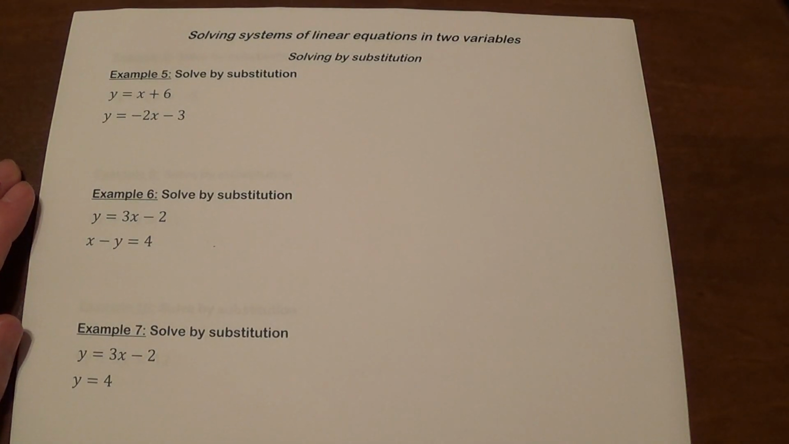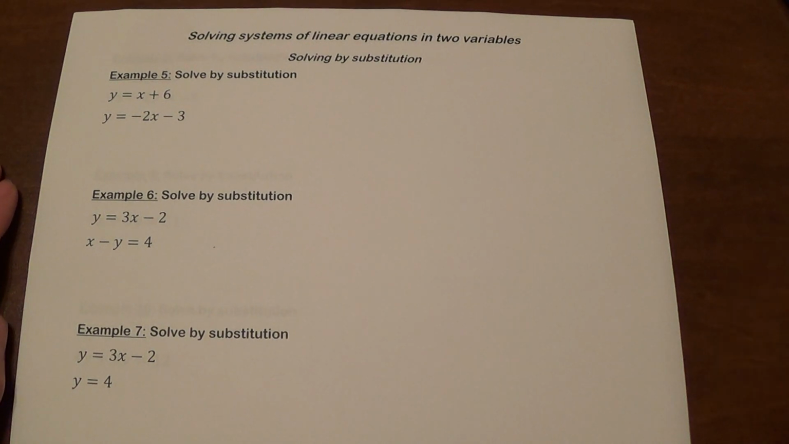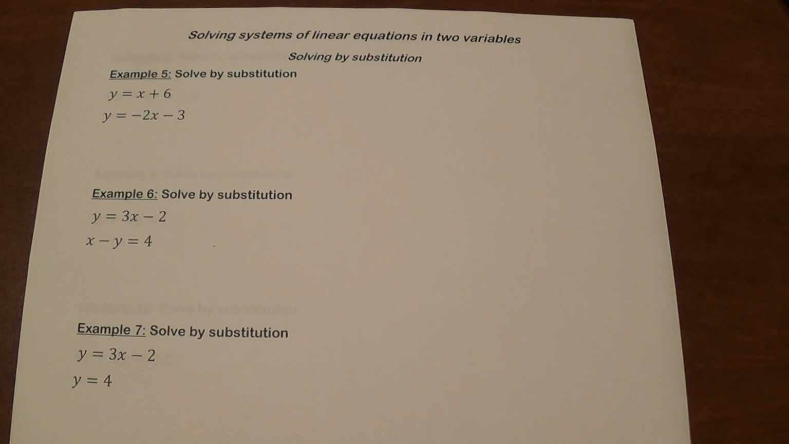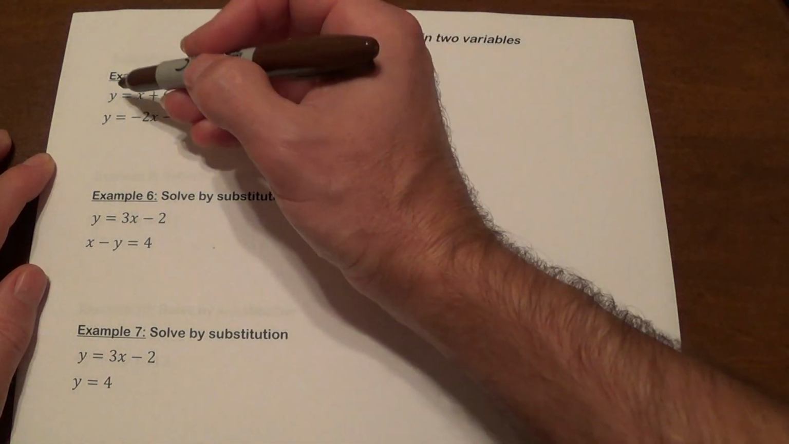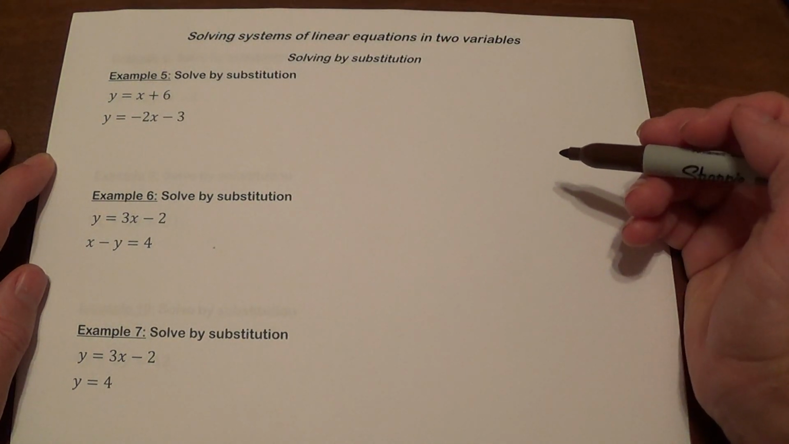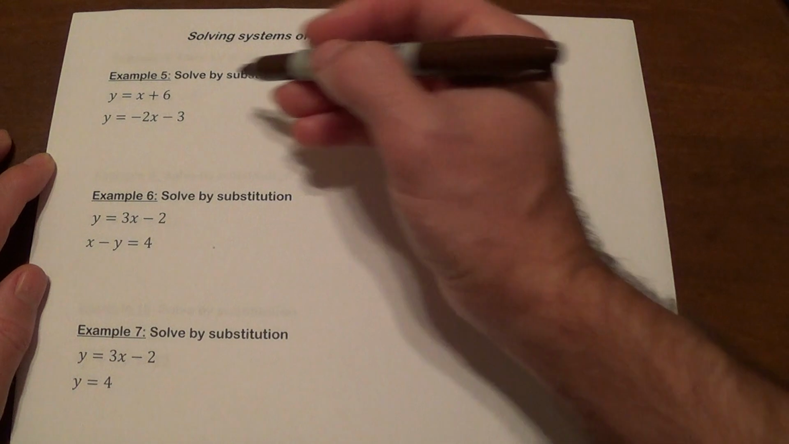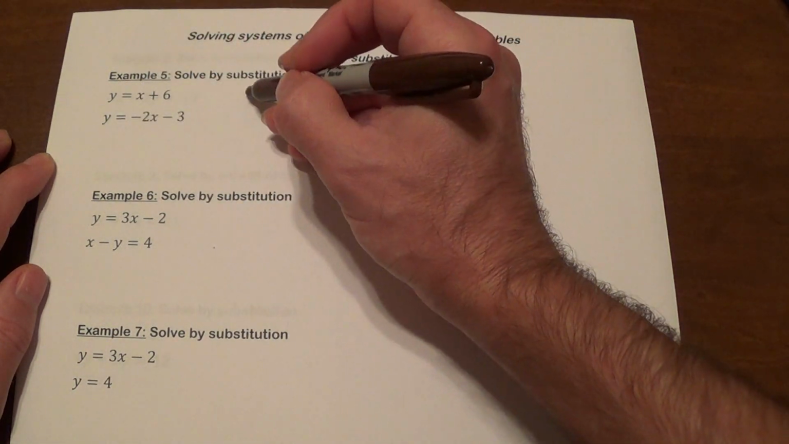Let's take a look at algebraic methods. There are two algebraic methods we recognize. One of them is substitution. Let's talk about this. Substitution is when you substitute one variable with an expression. So in this example, y equals x plus 6 and y equals negative 2x minus 3. That means y and y, these two things are going to be equal to each other.